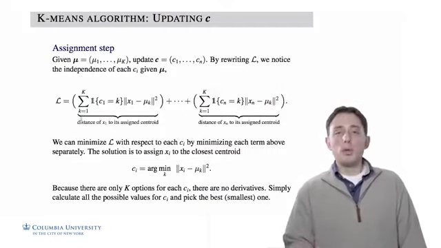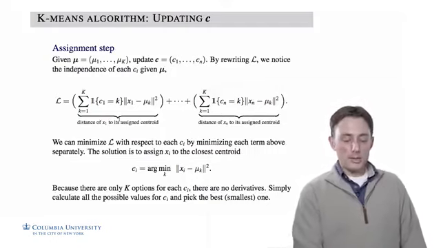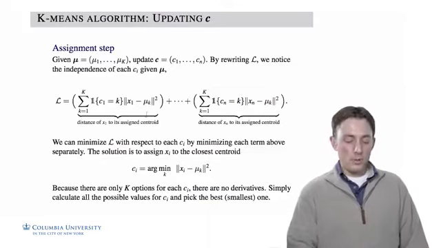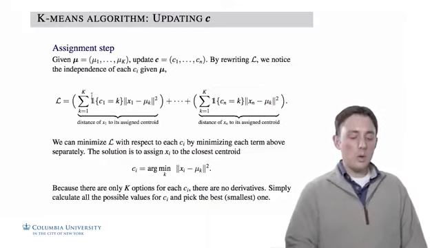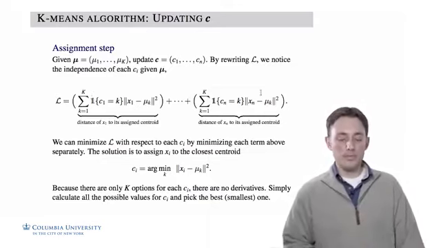And so we need to come up with a way to do that. And if we look at this objective function, we see that whatever we set c1 to be equal to, it has no impact at all on what we set cn to be equal to. We can view these as n completely separate and independent problems given the setting for mu1 through mu k.